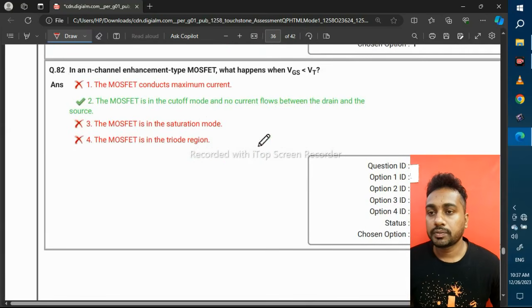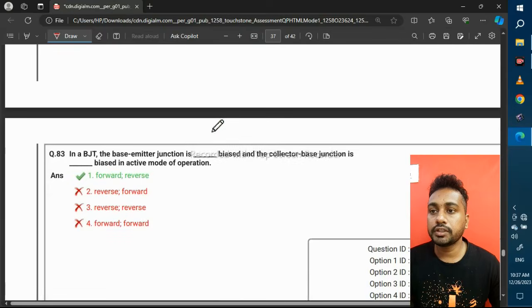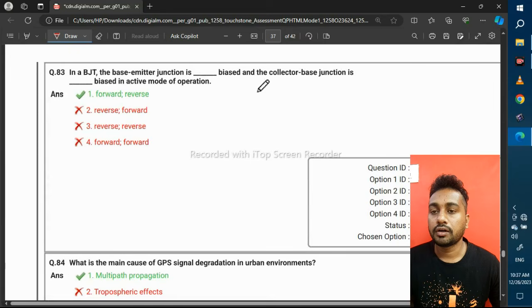In an N-channel enhancement type MOSFET, what happens when VGS is less than VT? When the gate source voltage is less than the threshold voltage, then the MOSFET is in cutoff mode and no current flows between drain and source. This is right. In a BJT, the base emitter junction, see these questions, if you see my videos, many times you will find this question because many exams ask these things always. So in active mode, the base emitter junction should be in forward bias and the collector base junction should be in reverse bias. So option A is the right answer.